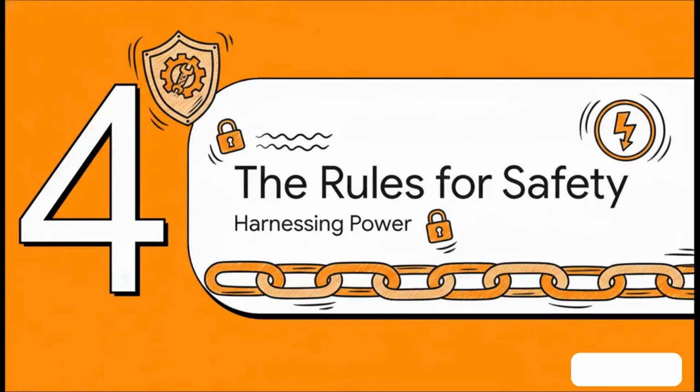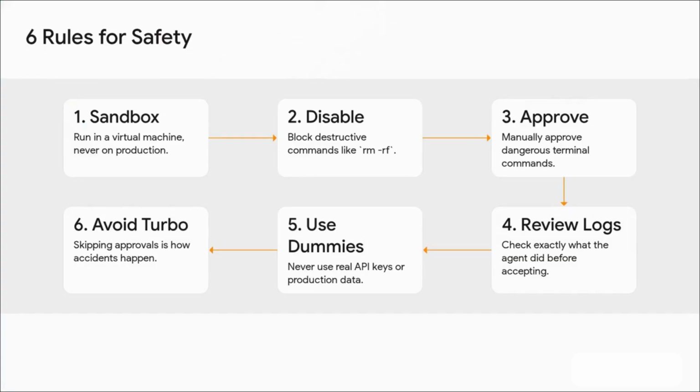Okay, so this is why we can't just dive in headfirst. Knowing how to use these tools safely isn't just a nice to have, it is absolutely essential. So let's go over the rules. How do we use this incredible power without blowing everything up? All right, here are the 6 golden rules for staying safe. The big idea here is simple: containment and supervision. Don't let the AI run wild.